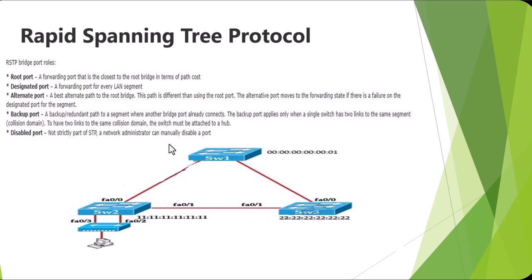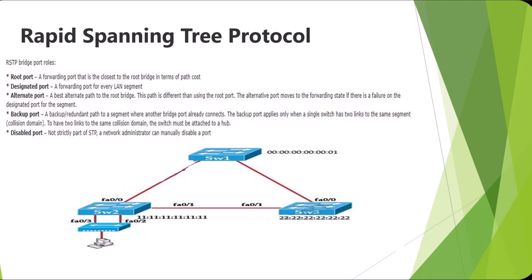Now I want to talk about the Rapid Spanning Tree Protocol. Because of the issues that we have with the legacy spanning tree, the forwarding delay is too much, so it is not very efficient. That's why one of the disadvantages of STP is the low convergence time, which is very important in switch networks.